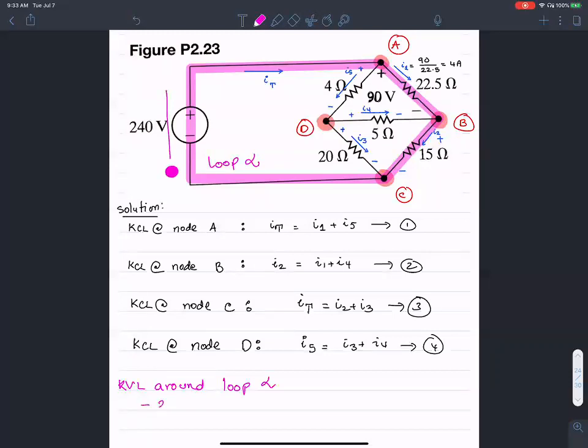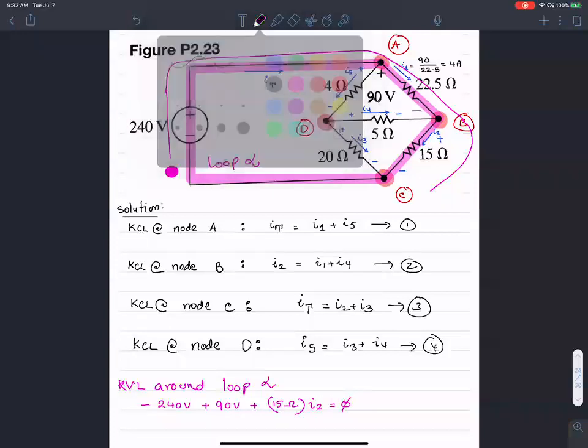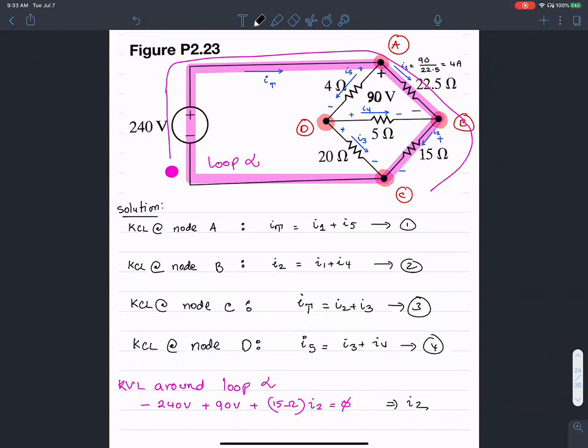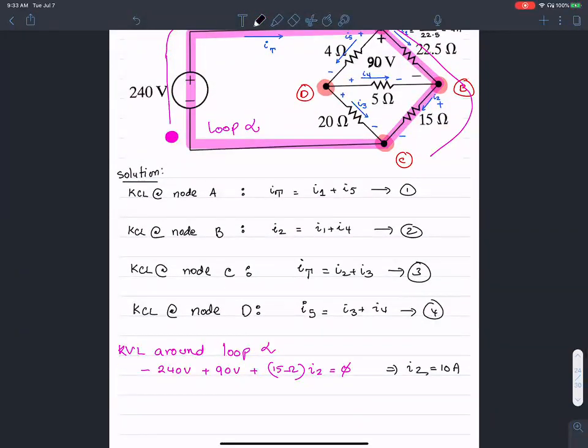First I see a negative 240 volts, and then come around, see this plus 90 volts, and then follow the 15 ohm resistance, 15 ohms into I2 equals 0, which should give me a value for I2. I2 should be 10 amperes. From that, I should be able to calculate more. I have I2 and I have I1, so I should be able to calculate I4, right? Because I2 is 10 amperes, and I1 is given indirectly to be 4 amperes. So I4 should be 6 amperes.